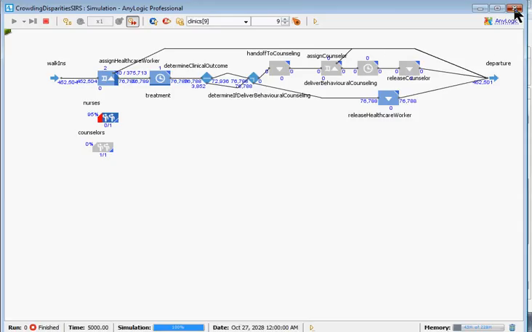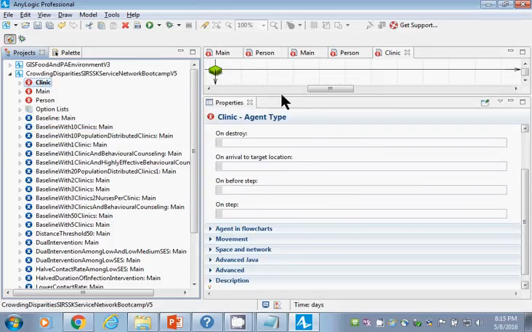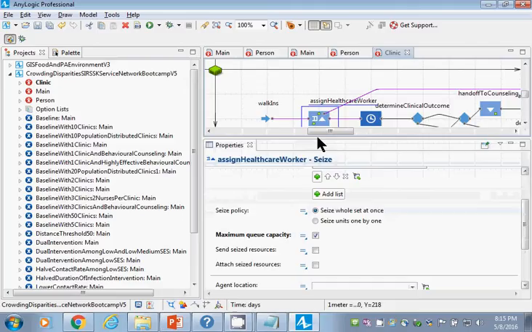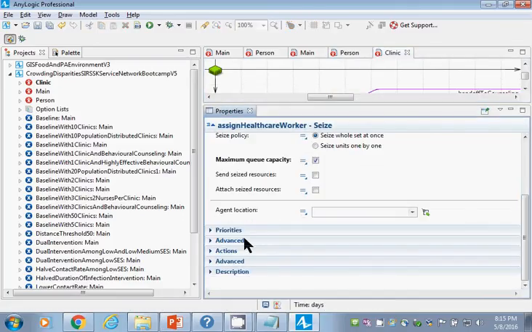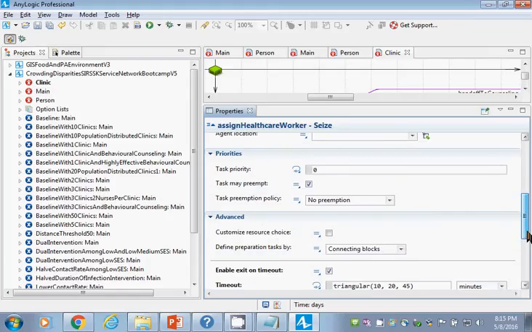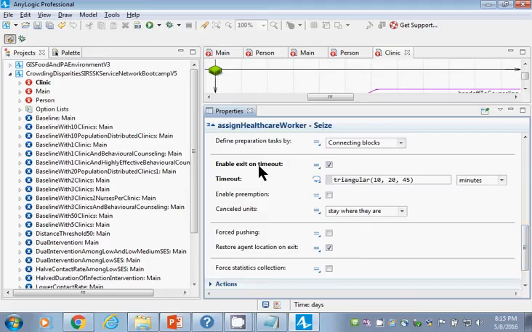If you double click on clinic here, okay, one thing you'll see if you go to assign healthcare worker, here we could see down in the advanced area, I think it is, excuse me, yes, it's in the advanced area. There's an area called timeout, where basically after a certain number of minutes, a person may balk, may leave the clinic, okay? If they're not seen within an amount of time.